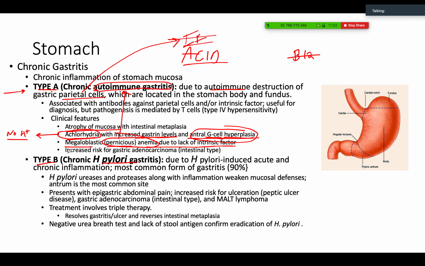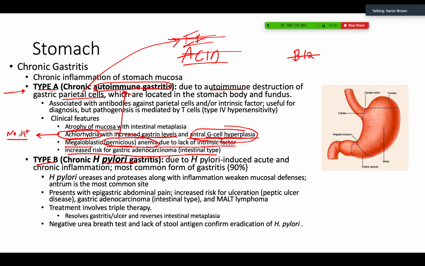Okay? Otherwise, increased risk of gastric adenocarcinoma. So there's increased risk of cancer in this particular type of gastritis. Okay? So that's pretty important too. So when we have this autoimmune destruction of our parietal cells, we look for loss of intrinsic factor and loss of acid and all of the things that would show up if we lost those two things.